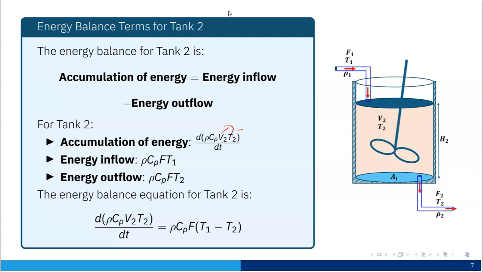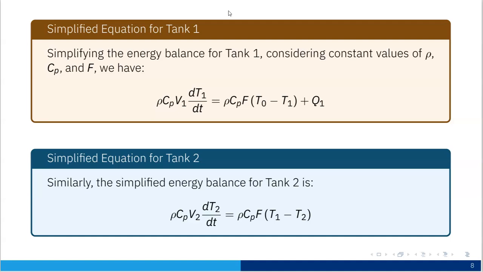Now we have got the energy balance and mass balance. If we simplify the equation for tank 1, rho Cp V1 are all constant, so rho Cp V1 dT1/dt is equal to rho Cp F (T0 minus T1) plus Q1. So this is the energy balance for tank 1. And similarly the simplified energy balance equation for tank 2 is rho Cp V2 dT2/dt equals rho Cp F (T1 minus T2). So that is the energy balance for tank 2. That's it. Thank you.